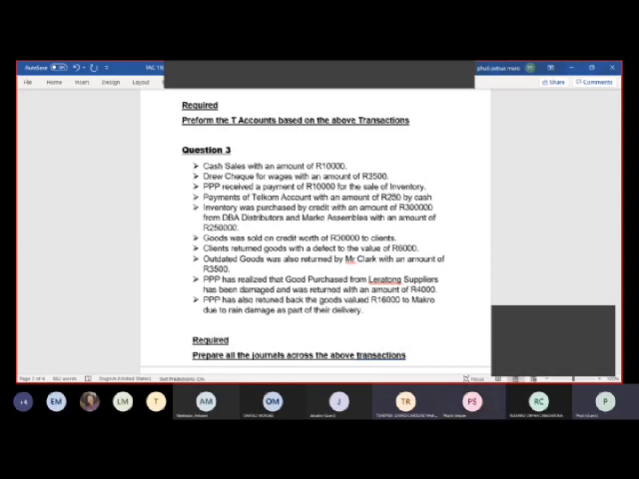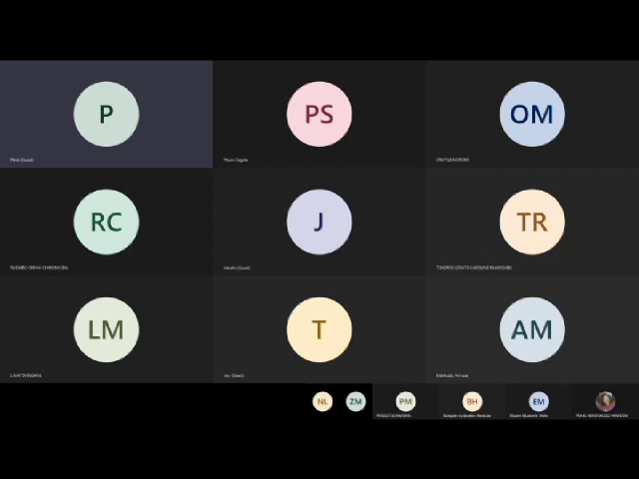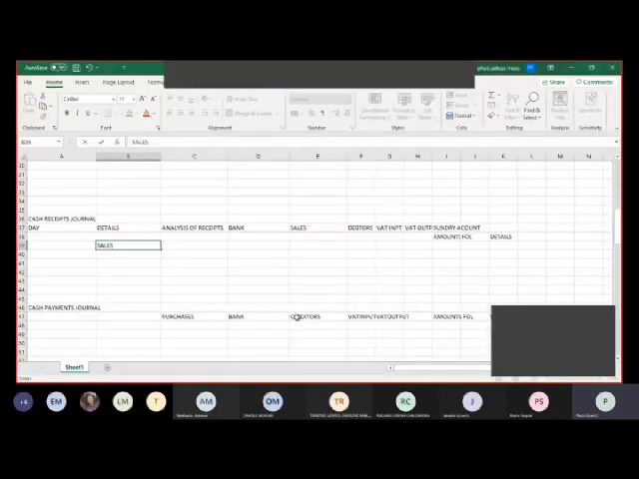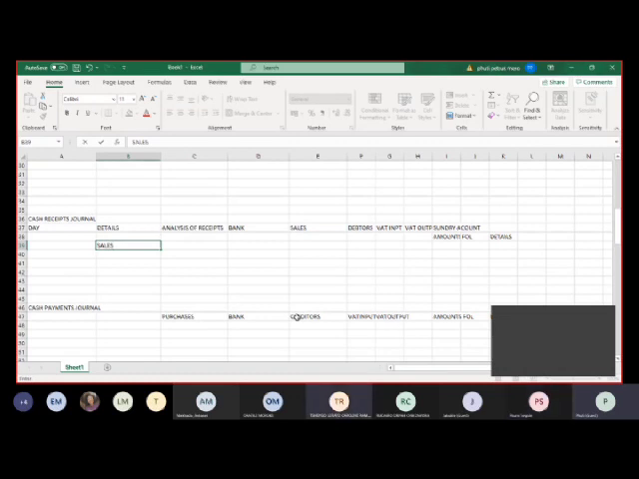You're going to have your date and then your details. Let me just do this quickly. I want to show you my Excel spreadsheet now. Can you all see my Excel spreadsheet? Yes, we can. So this is how you're going to be presented with your CRJ. You will say sales and the analysis of receipt, or you say bank. When you're selling, you're receiving the money, and that will be in the bank. So how are you going to record this transaction? I just gave you a picture of how it would look.